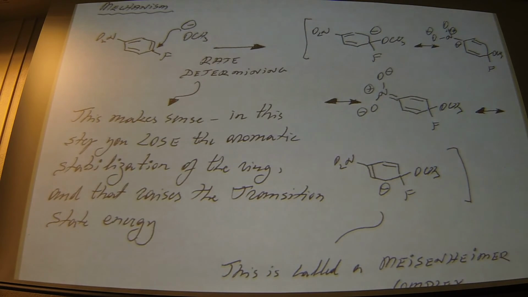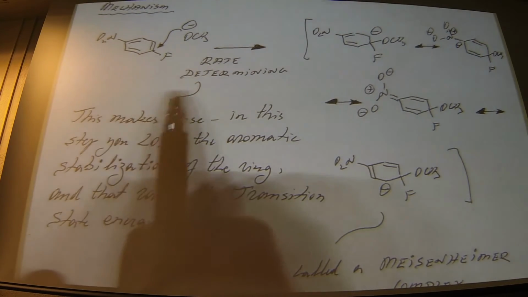So, bottom line, in order to accelerate the SNAr reaction, in order to get a fast nucleophilic aromatic substitution reaction, I need to have the electron withdrawing groups either at the ortho or the para position. The more electron withdrawing groups, the better. Okay?